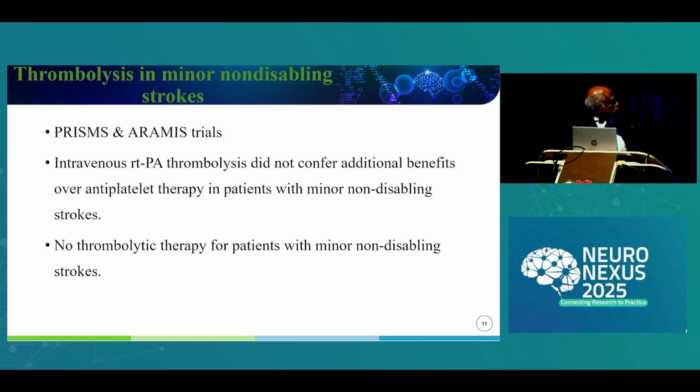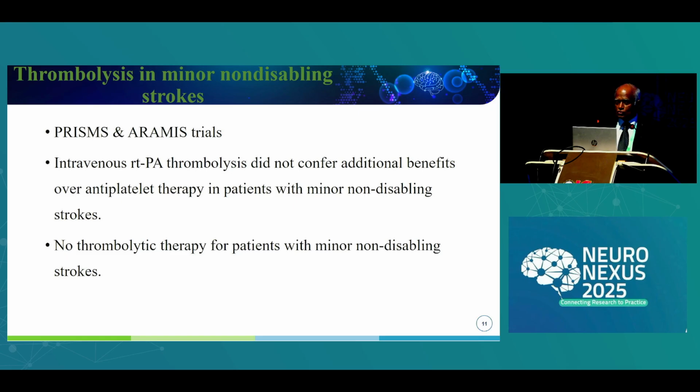Now, coming to one small thing, as was highlighted in one of our patients who was presented, thrombolysis in minor non-disabling strokes, the PRISMS and ARAMIS trials. What they say is that thrombolytic therapy is not beneficial in patients with minor non-disabling strokes. That brings us to one question. We should know what is non-disabling and disabling.